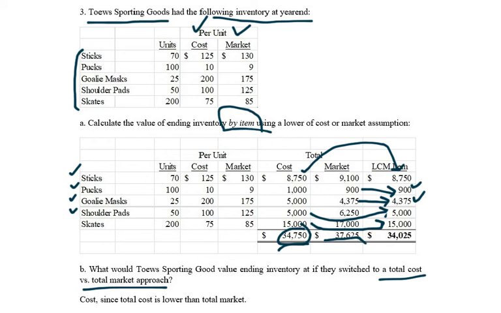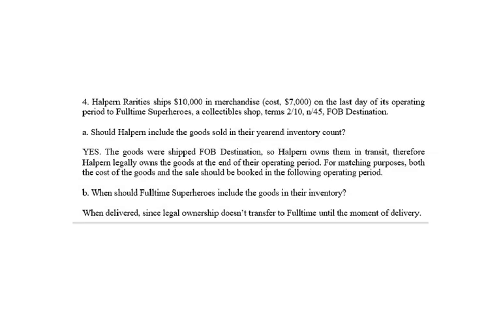All right, lastly, for this fifth homework set, we got one more thing to look at, and that is an analysis of some items, whether we should include or exclude them from our year-end inventory count. So for part 4 here, we have Halpern Rarity is going to ship $10,000 of merchandise with a cost of $7,000 on the last day of its operating period to Full-Time Superheroes Collectible Shop. Terms are 2/10 net 45 FOB destination.